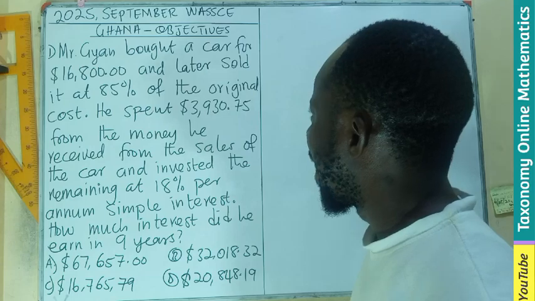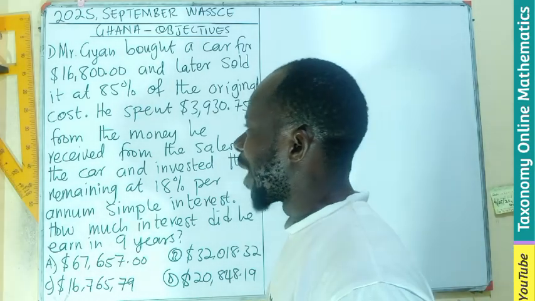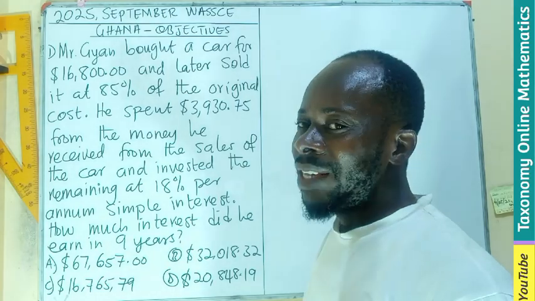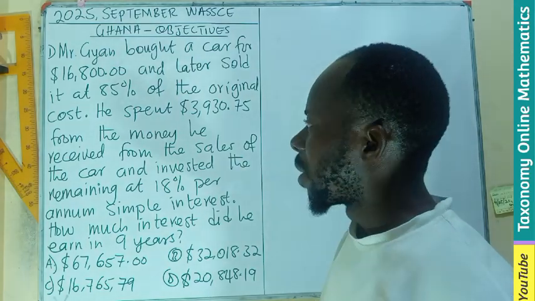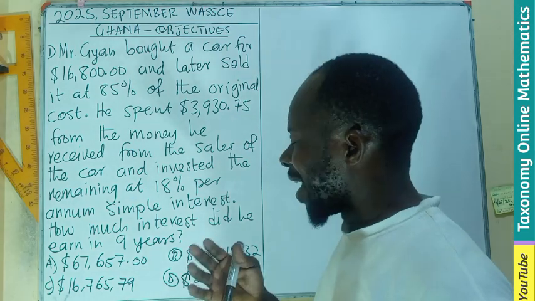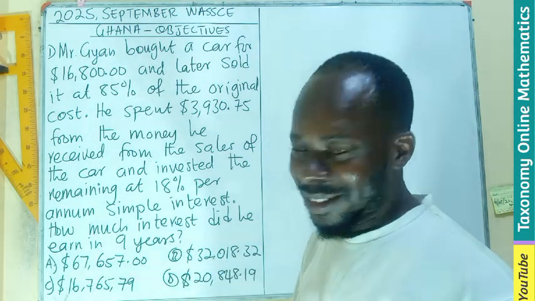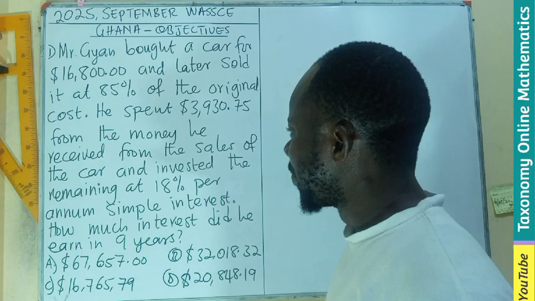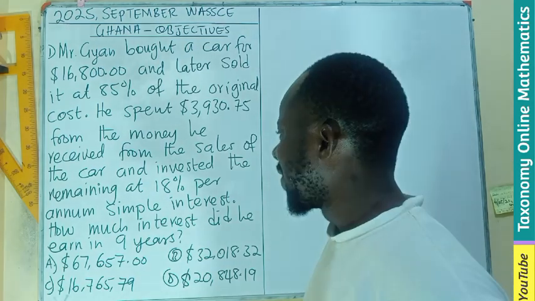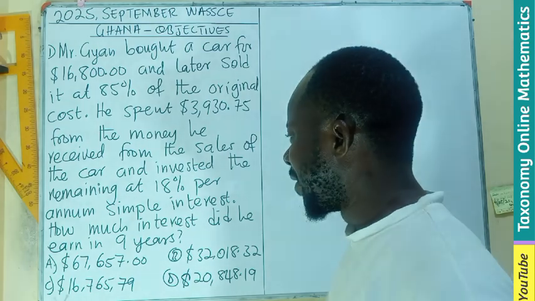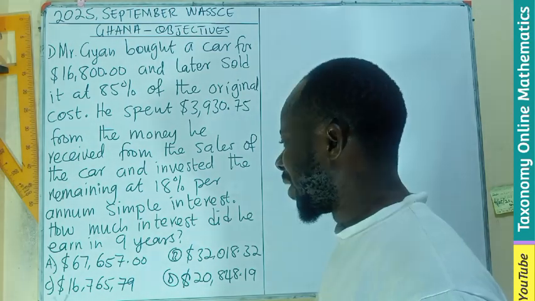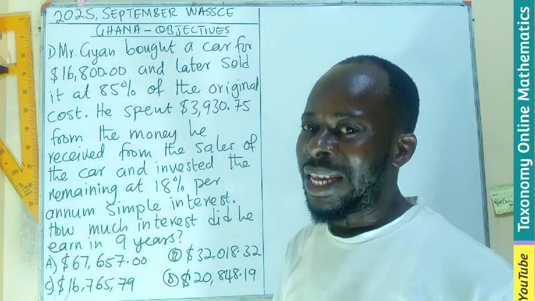Mr. Jan bought a car which cost $18,800 and later sold it at 85% of the original cost. He spent $3,930.75 from the money he received from the sale of the car and invested the remaining at 18% per annum simple interest. So how much interest did he earn in 9 years?